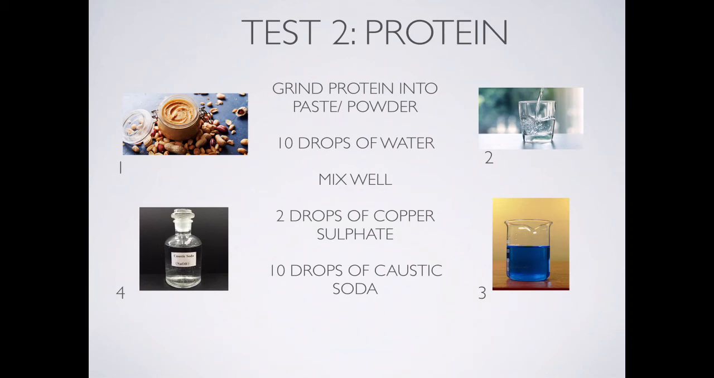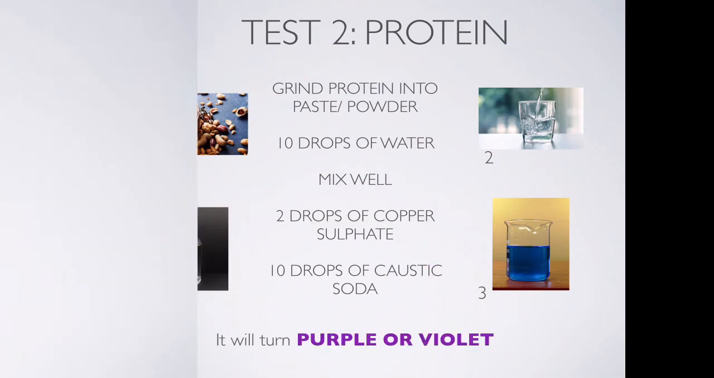Does it turn a purple violet color? If it turns purple or violet, that means proteins are present in this food. If not, that means proteins are not present. So remember, if it turns purple, that means proteins are present. And finally, we're gonna do a test for fats.